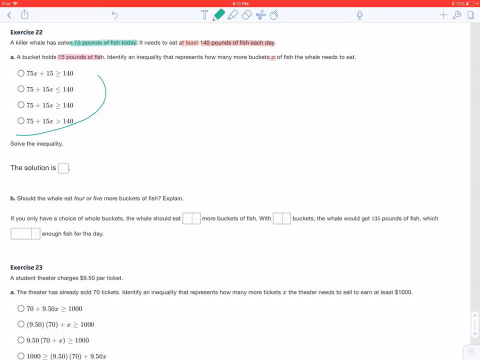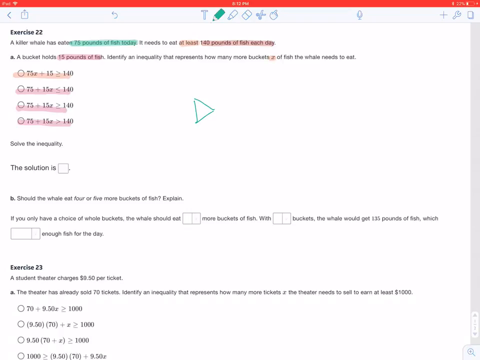So here we've got four different inequalities, but they all look just about the same. All of them have 75, the 15, and the 140, and then they have X. Where they are a little different is that in one of the inequalities, the X is being multiplied by 75, while on the other three inequalities, the X is being multiplied by 15. Well, before we start deriving this problem, let's go ahead and just imagine the scenario.